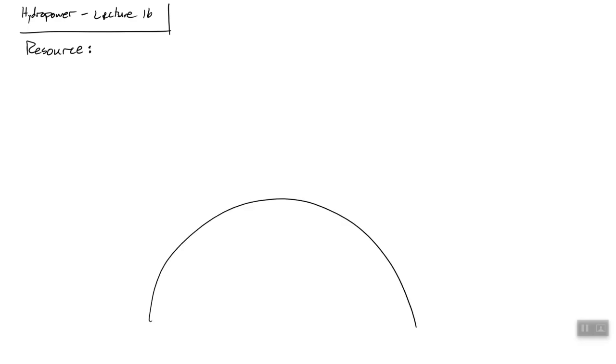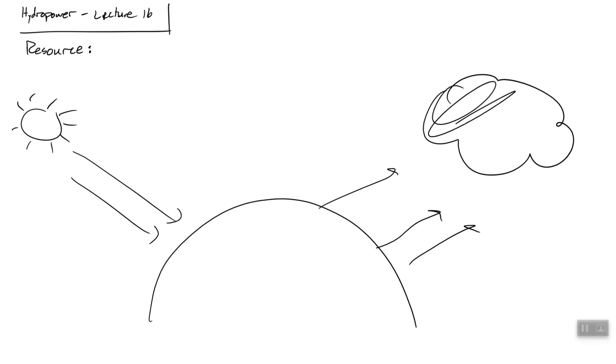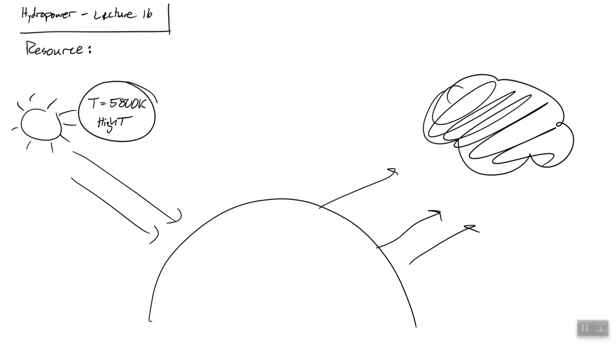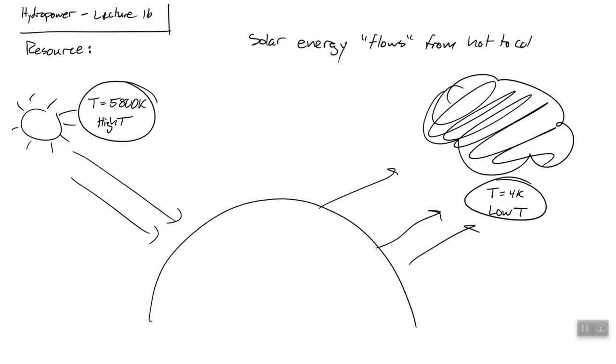Okay, so we have the Earth, and we have the sun, and the sun is shining onto the Earth, and the Earth is emitting heat into deep space. All right? And so what we have is the sun, which has a temperature of 5,800 Kelvin, which means it has a very high temperature, obviously. So this energy comes to the Earth, right? And then it leaves the Earth, and it's emitted into space, which has a temperature of 4 Kelvin, which is a very low temperature. So you see that solar energy flows from hot to cold. The flow of energy is this direction. Okay, so that's solar energy.